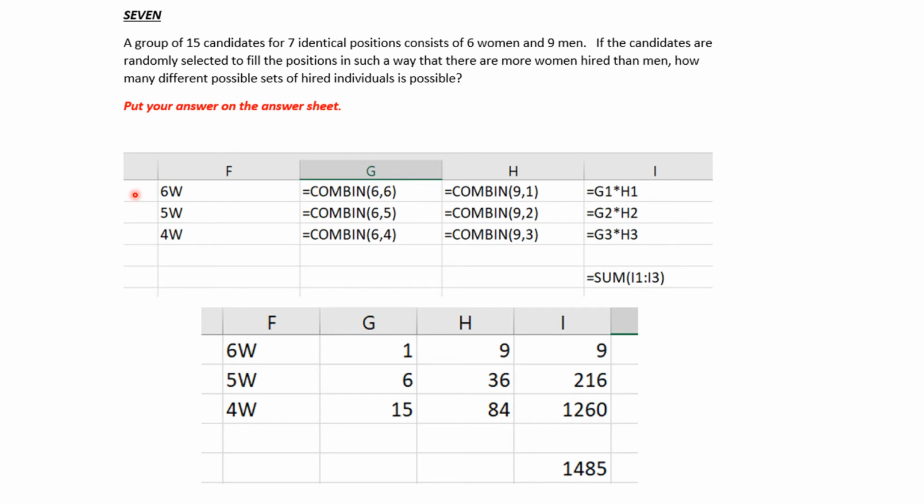So if there's 6 women, it's 6 choose 6, but then I have to choose a man. So there's 9 choose 1. If there are 5, there are 6 choose 5 women times 9 choose 2 men. And if you choose 4 women, it's 6 choose 4, and 9 choose 3 is the men. You multiply those together. This is kind of the formulas from Excel. And here's what I get when I do it. And I add up these things because those are disjoint subsets. So it's going to be 1485 is the answer you should have come up with. It's amazing how these numbers get so big.